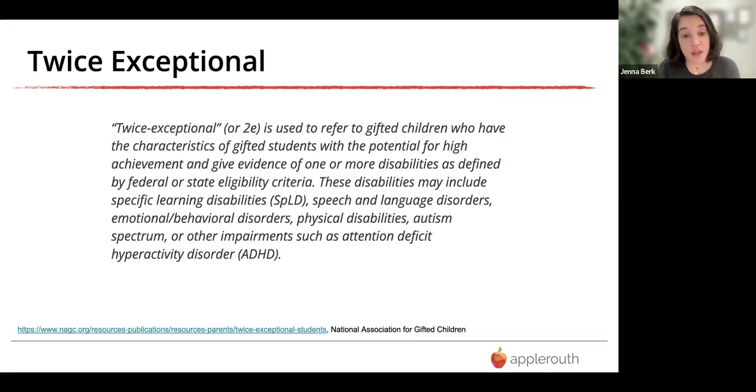So this could include a specific learning disability, speech and language disorders, an emotional behavioral disorder, physical disability, being on the autism spectrum, or an impairment like ADHD.